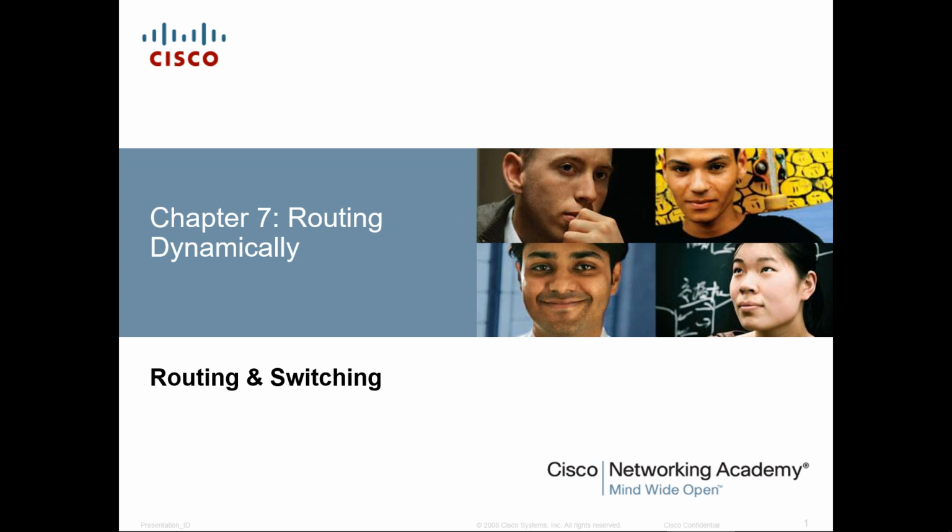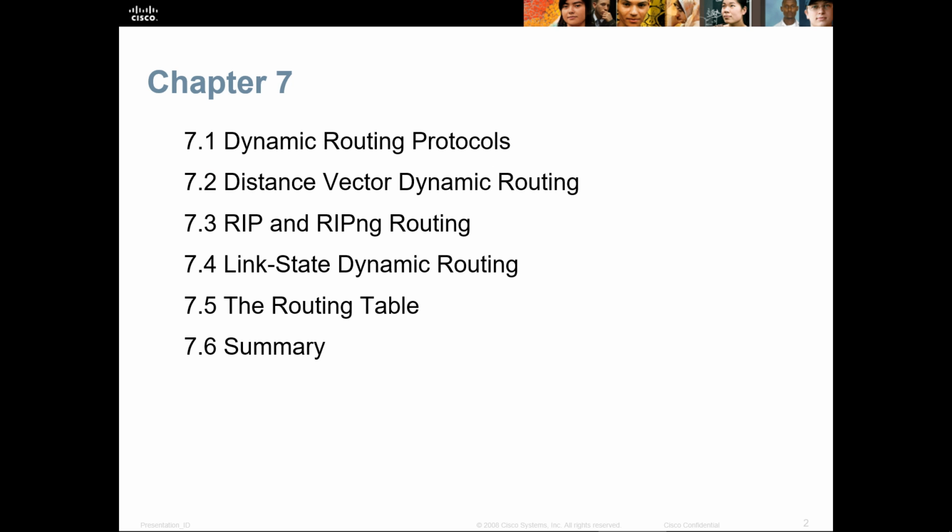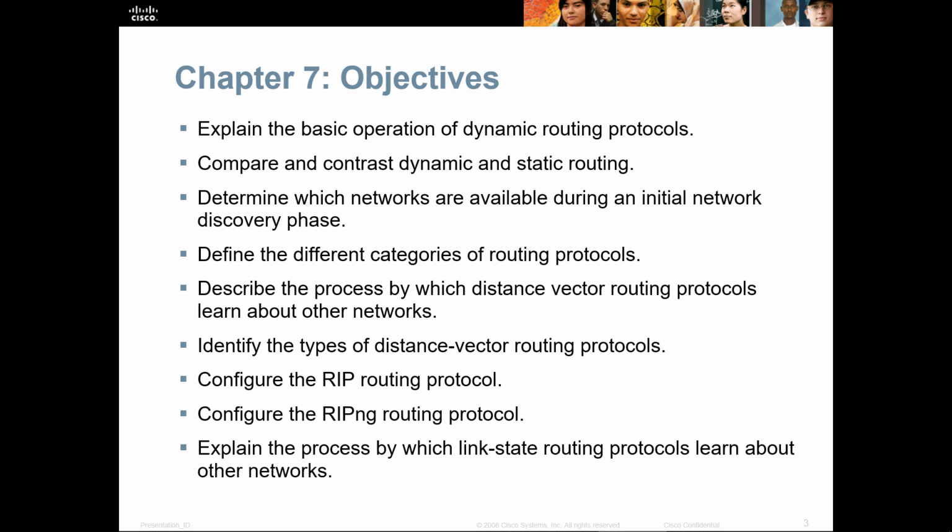So, welcome to Routing and Switching Essentials. This is Chapter 7, Routing Dynamically. In this chapter, we're focusing on things like dynamic routing protocols, distance vector versus link state, some of the different types like RIP versus RIP next generation, OSPF, EIGRP. We're going to get into some basic routing tables, and that's going to summarize this chapter.